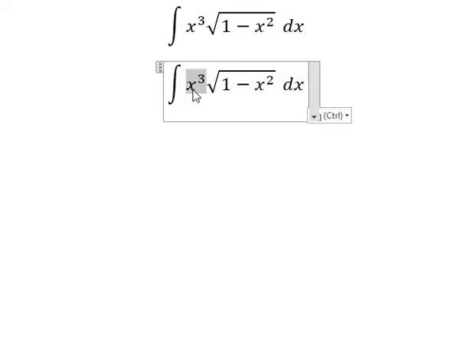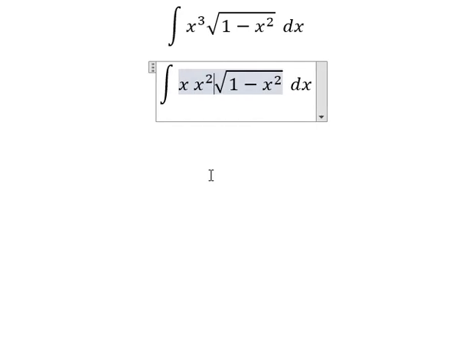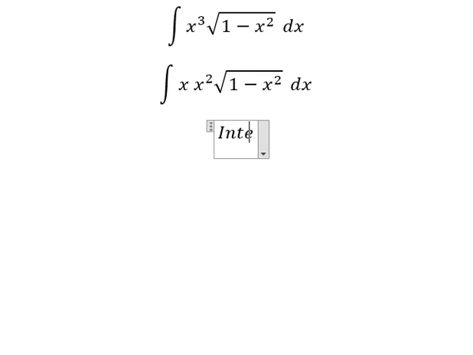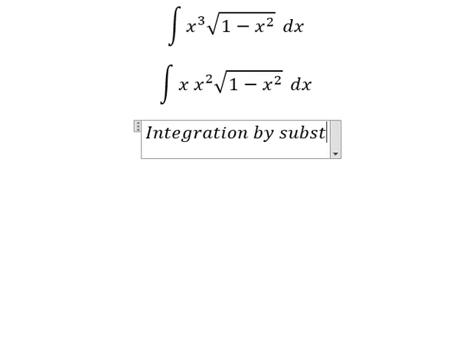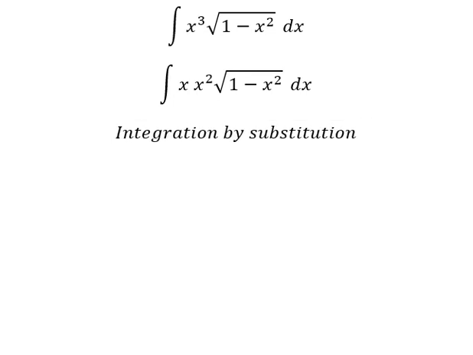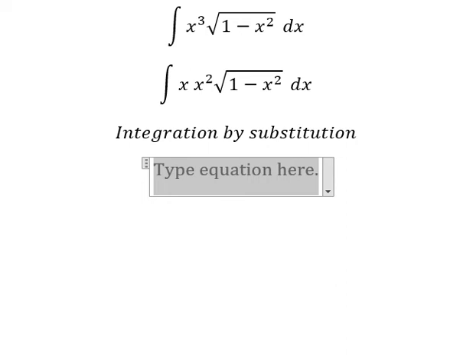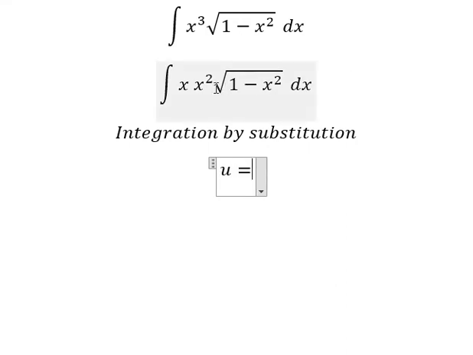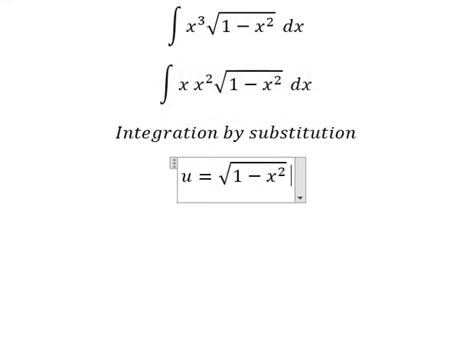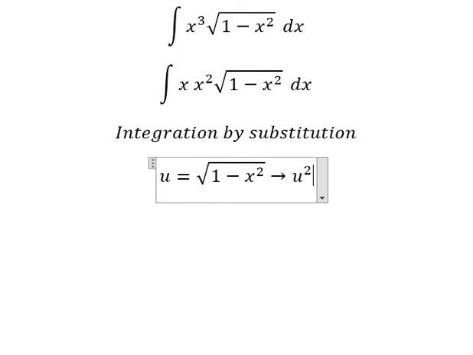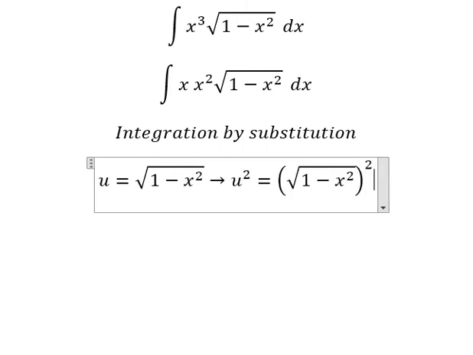About x to the power of 3, I can put it into x and x squared. Next, we need to use integration by substitution. So I will put u equals this one. Later, we square both sides to cancel the square root.